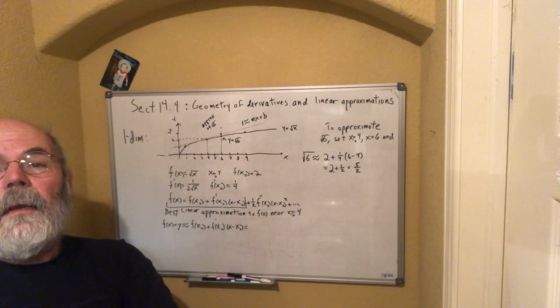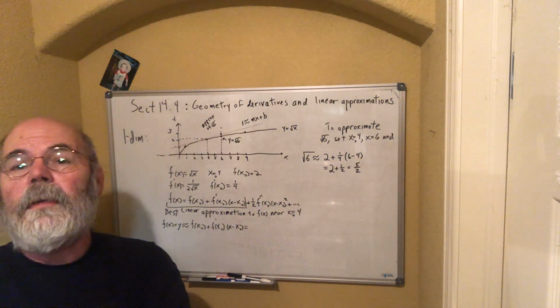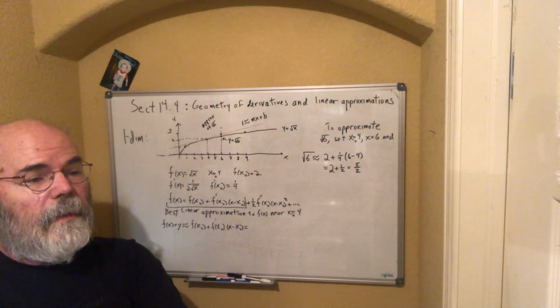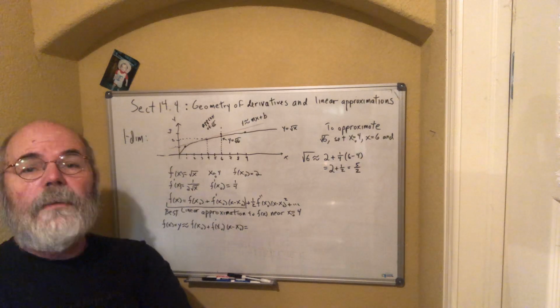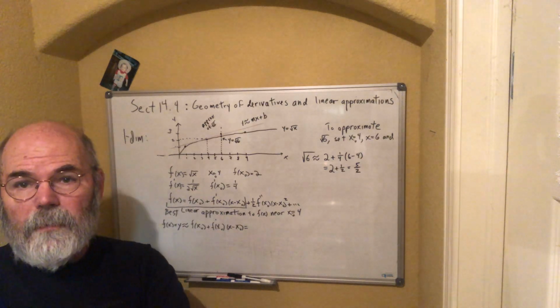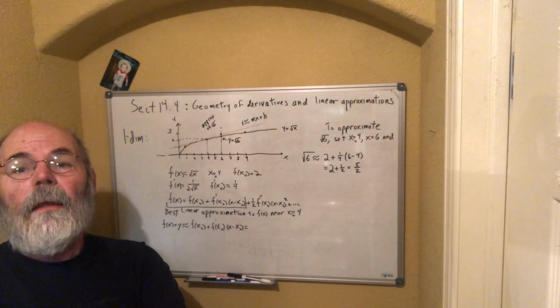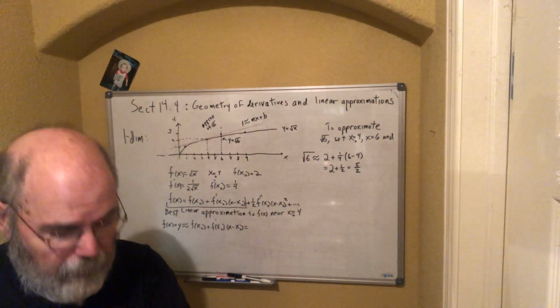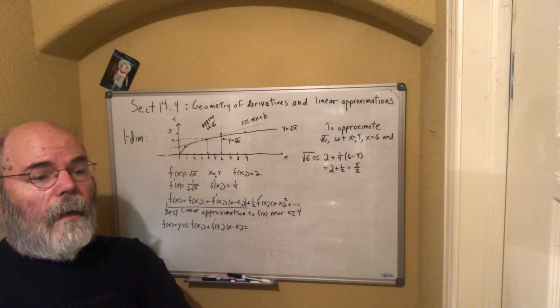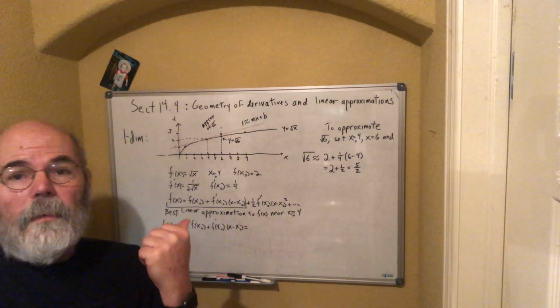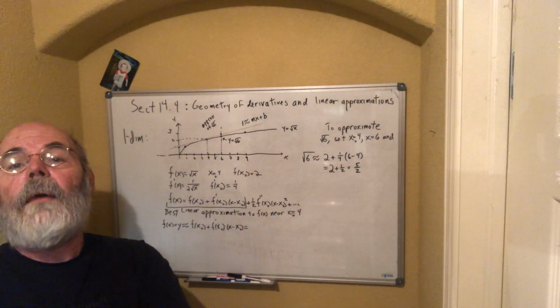Okay, so here we are today to talk about section 14.4, which was the tangent plane approximation to the two-dimensional derivative. All right, talked about that a little bit. I'm going to start off in a one-dimensional case here and remind you how it works.